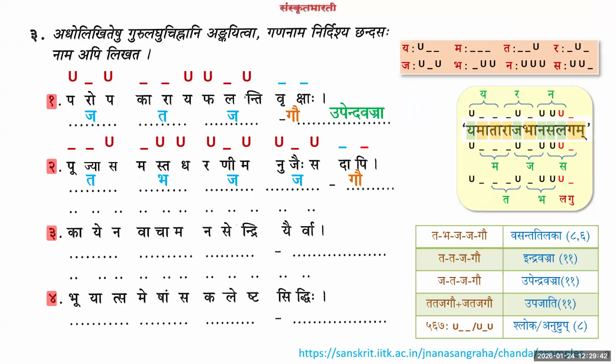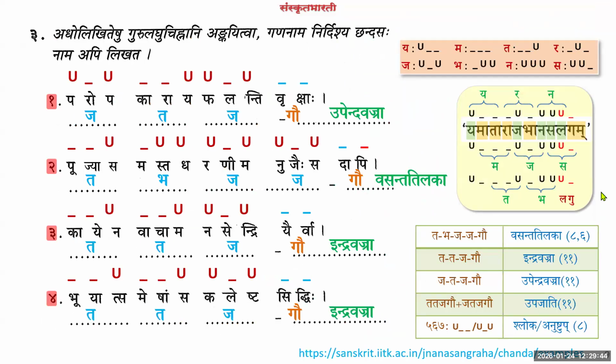So here you see 8,6 is there. It is 14, but not one continuous 14: 8, Yati, and then 6. If you see here, 1, 2, 3, 4, 5, 6, 7, 8. So Pujya Samasta Dharanim is the first part, with a Yati after it. Anujaihi Sadapi is the second half of the pada. So that is the 8,6.